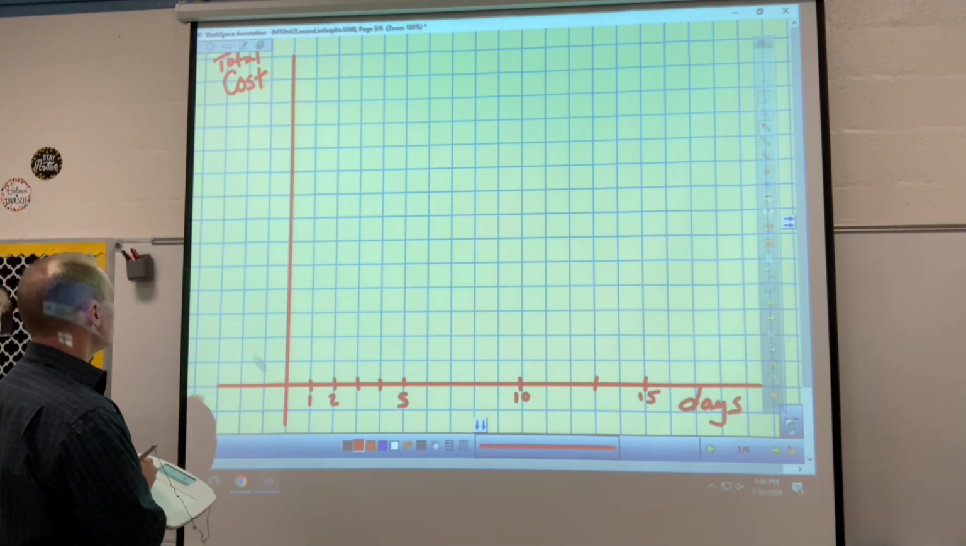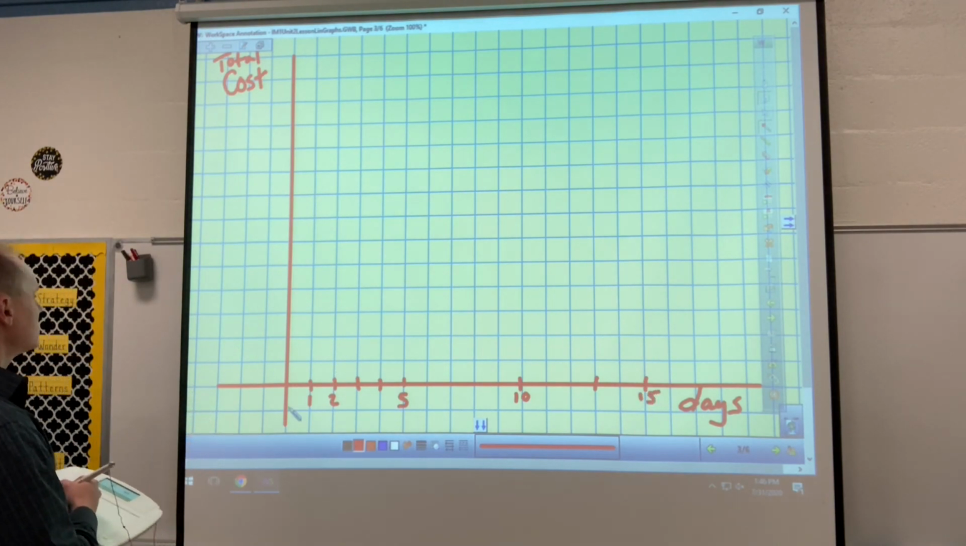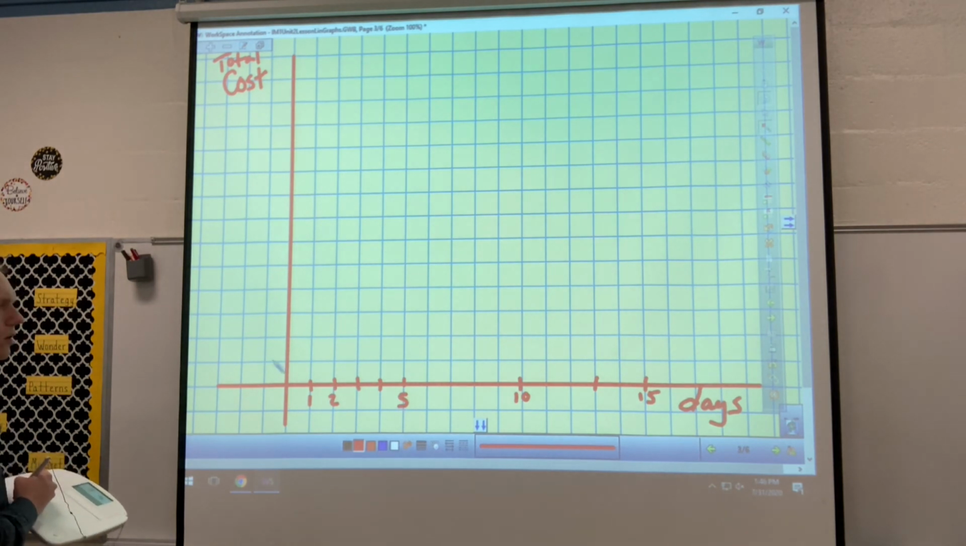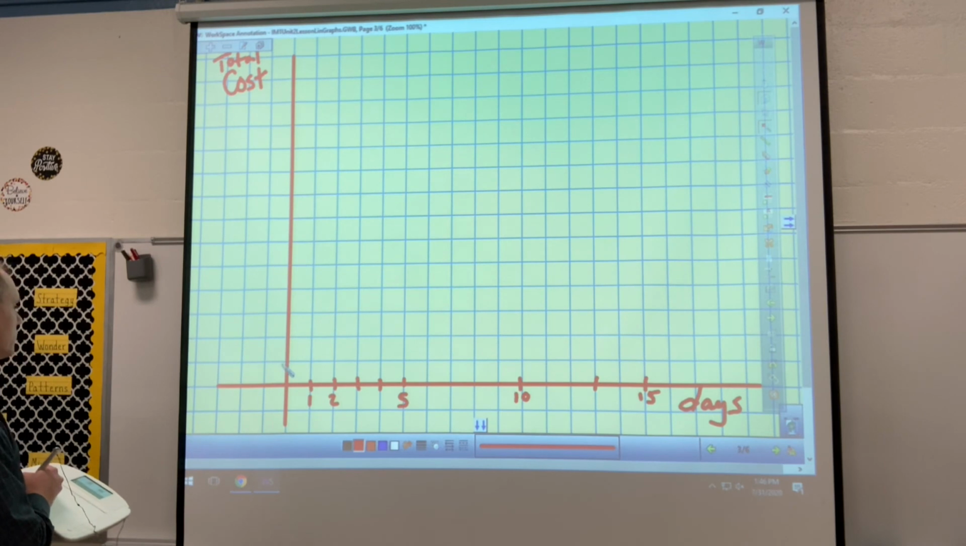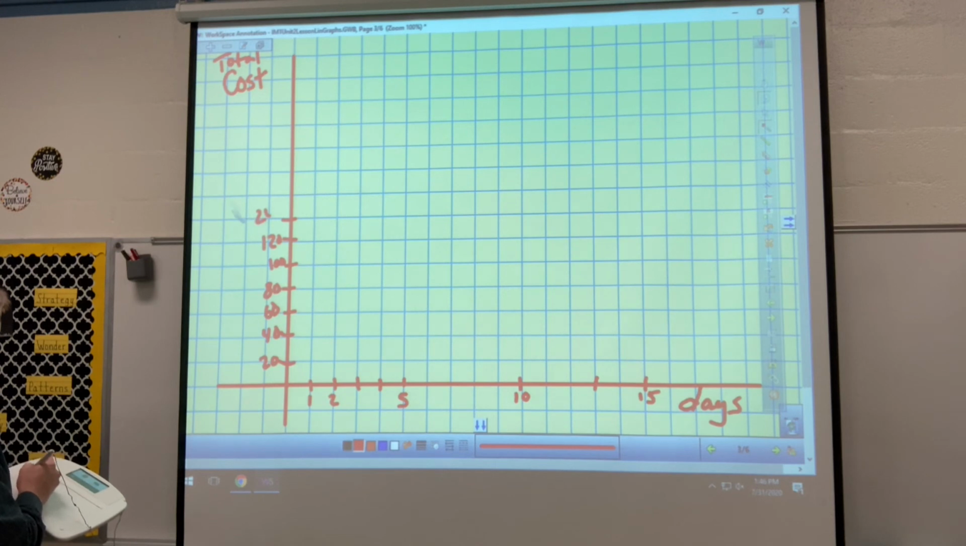Okay, and then along the y-axis here, I'm going to maybe use 20 as our scale here. 20, 40, 60, 80, 100, 120, and so on.